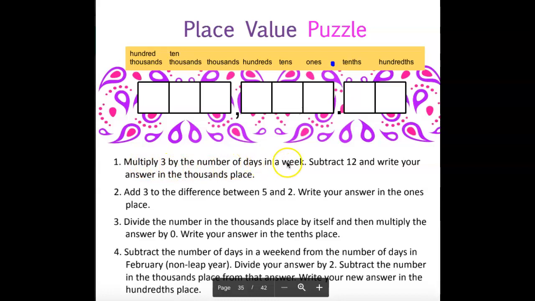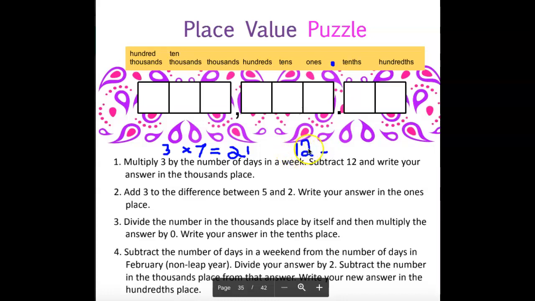Multiply 3 by the number of days in a week, subtract 12, and write your answer in the thousands place right here. So 7 days in a week. So we've got 3 times, it says multiply 3 by the number of days in a week is 7, and we get 21. You can look on your multiplication sheet. And then it says subtract 12 from that. All right, so 12, and you can use your hundreds chart on the back of your multiplication sheet.